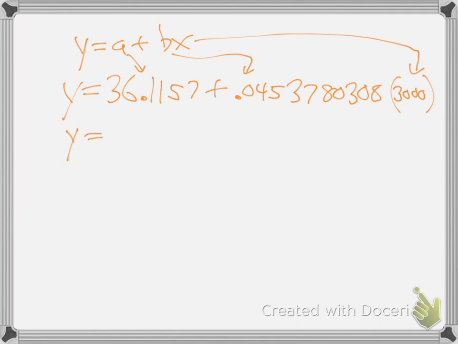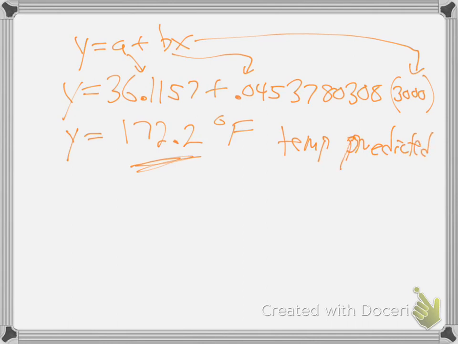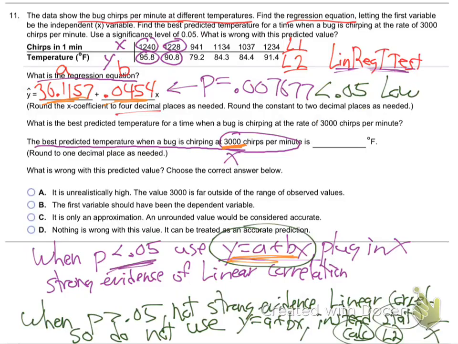I got on the calculator 172.2. That's degrees Fahrenheit, by the way. That's the temperature predicted. If you hear the bugs outside chirping at 3,000 chirps per minute, I'm not sure how you could count 3,000 chirps in a minute, you know the temperature outside is about 172 degrees. You must be on Mars or something. Don't step outside. So that's a crazy value.